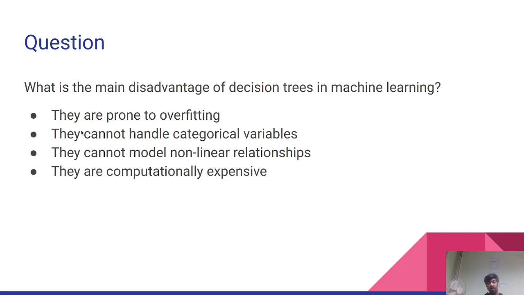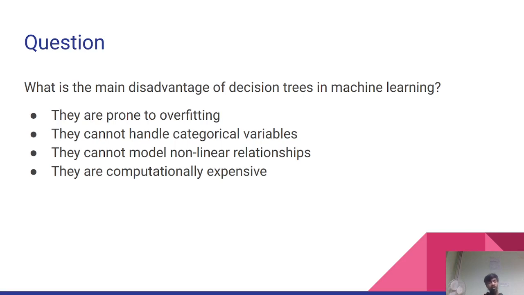And another option is that they cannot handle categorical variables. That is also not true, because if we have categorical variables, we can perform one hot encoding, right? Suppose we have blue, green, yellow. We can keep one column for blue, so whenever the label is blue, we will give 1 there, and one column for green. Whenever the label is green, we will keep 1 there, and otherwise it will be 0. So we can easily handle categorical variables with one hot encoding. This again is not a challenge.